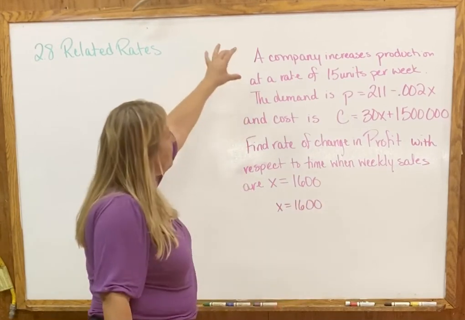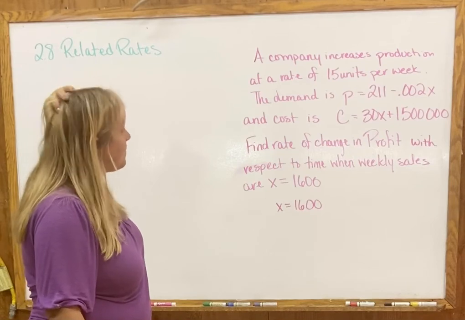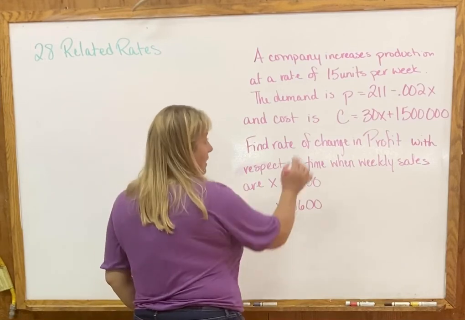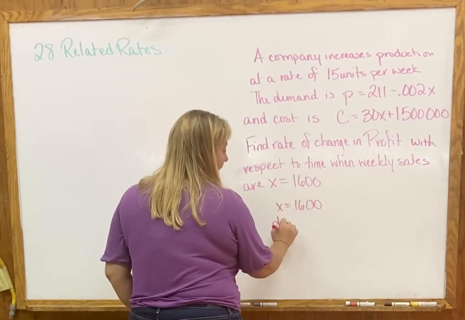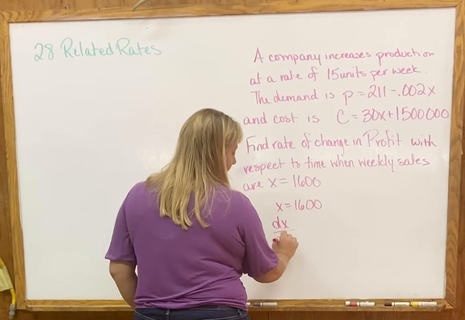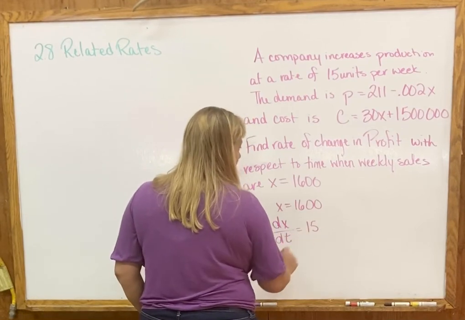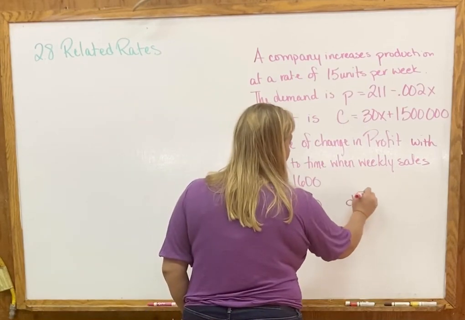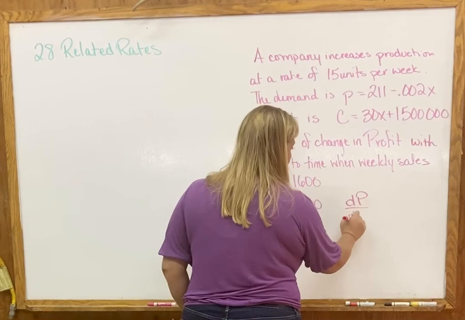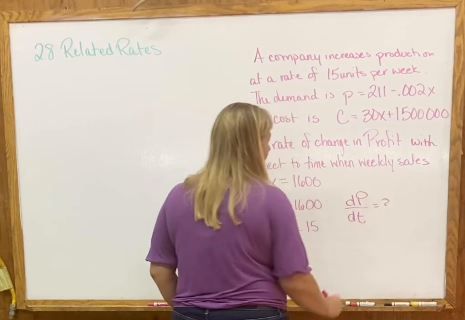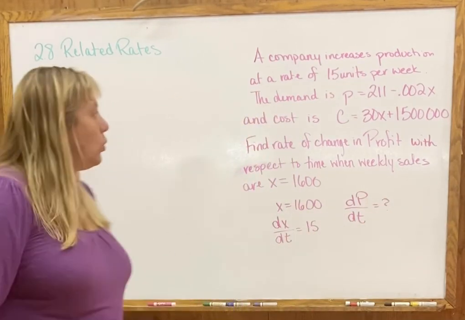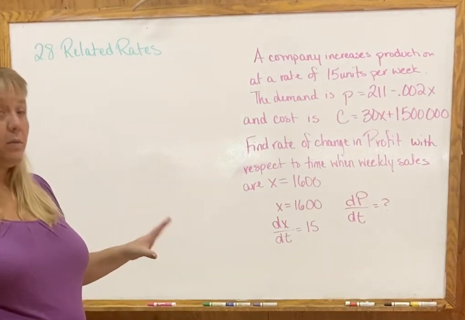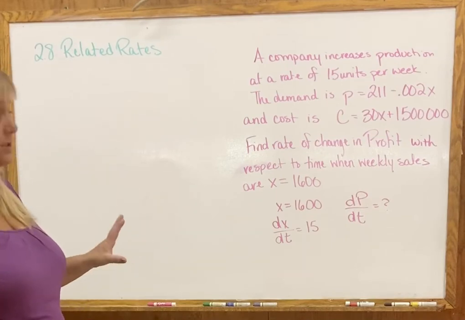But then at the top here, they gave us this bit. The company is increasing production at a rate of 15 units per week. So that's going to be units, so that's going to be dx with respect to time, dt. Everybody agree? It's going to be 15. And we're looking for the rate of change in profit with respect to time, so we're looking for dP/dt. But in this case, were we given the profit function? We weren't. So we've got to do a little bit of manipulating before we get to the point where we can take a derivative.